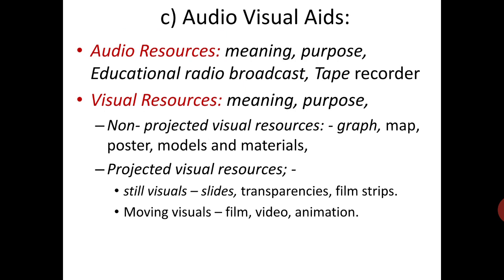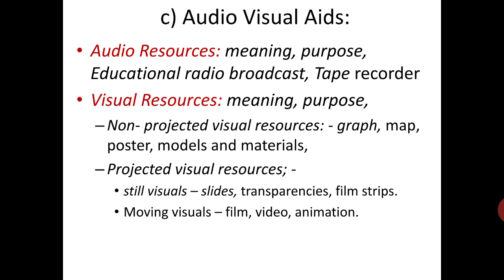Now the next type, that is visual resources. We have to study the meaning as well as the purpose of visual resources. Visual resources again have two types, that is non-projected visual resources and projected visual resources. Non-projected visual resources include the graph, map, poster, models, and different types of materials that teachers can use as non-projected visual resources in the classroom.